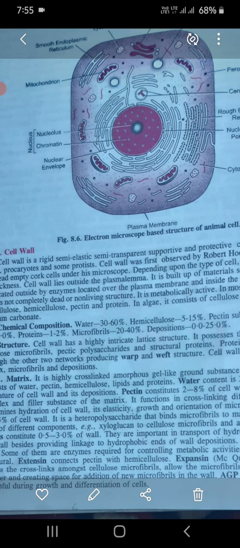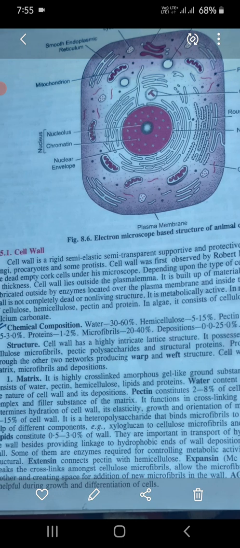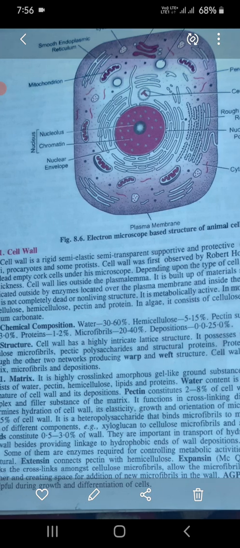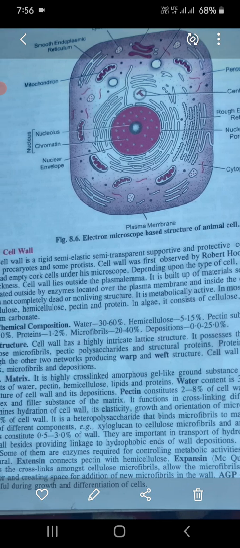For example, xyloglucan to cellulose microfibrils and galactans to pectin. Lipids constitute 0.5 to 3% of the cell wall. They are very important in transport of hydrophobic substances across the wall, besides providing linkage of hydrophobic ends of the wall depositions. Protein forms 1 to 2% of the wall.